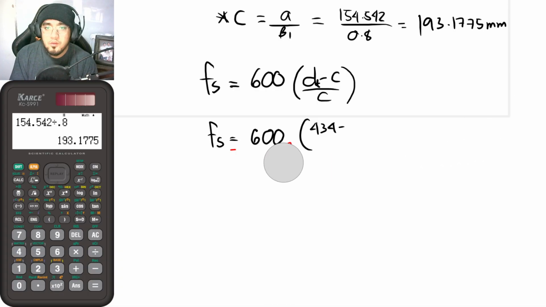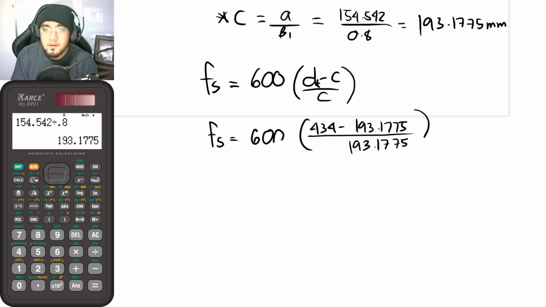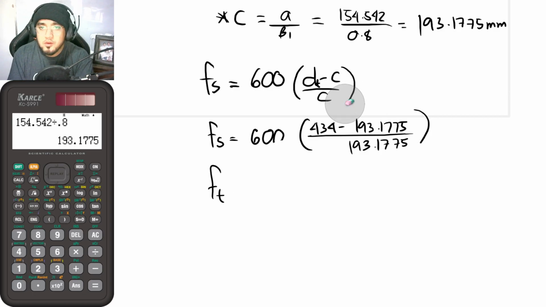So from that, substituting them here, oops, sorry, I forgot to erase my previous solution. Okay, so once again, 434 minus 193.1775 divided by 193.1775. This is now equal to F sub S, or we can actually rename this as F of T, so in order for you not to get confused. Since we have changed this into dt, we can actually change this as F of T.